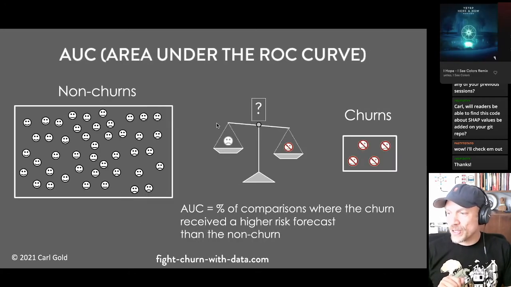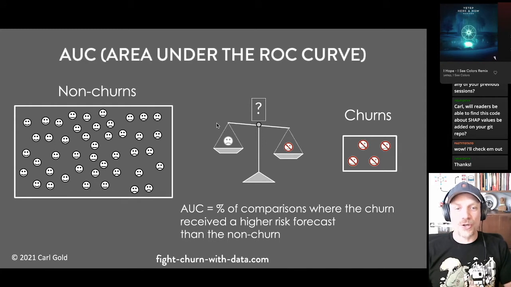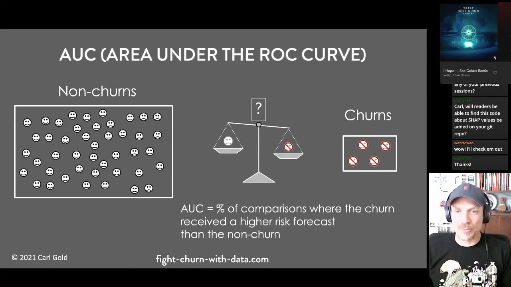And the first one we're going to look at is called the area under the curve, or area under the ROC curve, and it's called AUC. Now, as usual, I'm not going to go into the algorithmic details, but I'm going to try to explain it to give you an intuition.